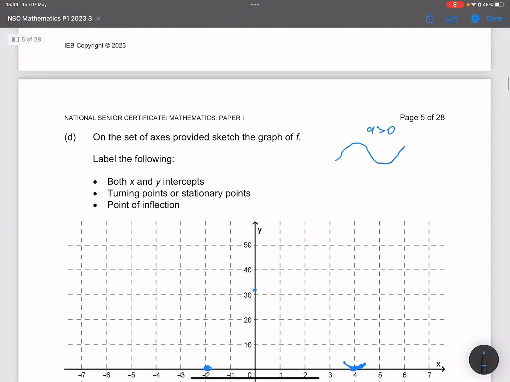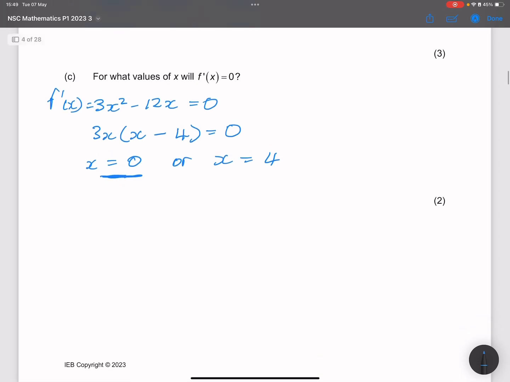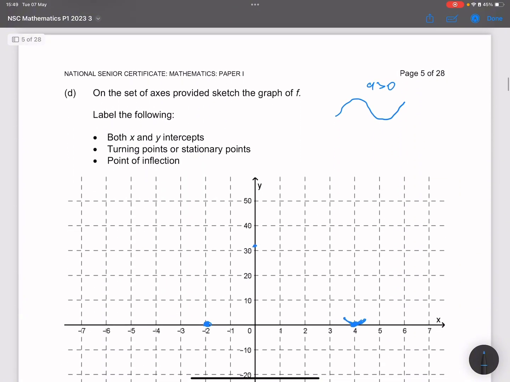So we know that in this case, our turning point is also going to be at x is equal to 0. I can already see what's happening here, that the y-intercept is also the turning point. So that means that our y-intercept, we said this is (0, 32). So this is what it looks like.